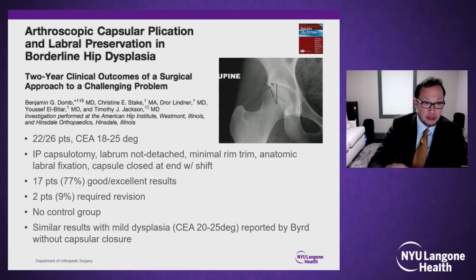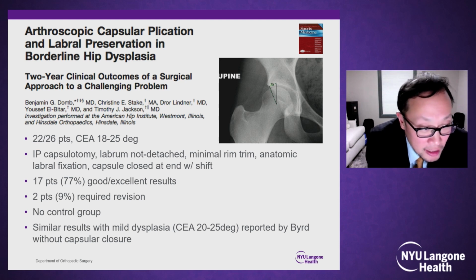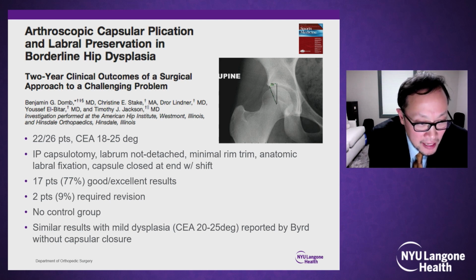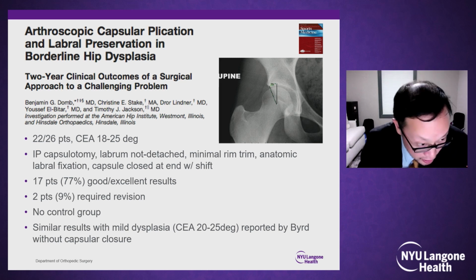So Ben Domb gave us some pearls on how to address dysplasia arthroscopically successfully and which patients we should do it in. So looked at mild dysplasia, center edge angles of 18 to 25 degrees, did an interportal capsulotomy, did not detach the labrum, did not trim the rim or only minimal trimming, did an anatomic fixation, meaning did not evert the labrum, and capsular closure at the end, but not just the capsular closure, what he calls an inferior shift, where you grab kind of oblique sutures to tighten the capsule. And here we're seeing 77% good and excellent results and only 9% requiring revision.